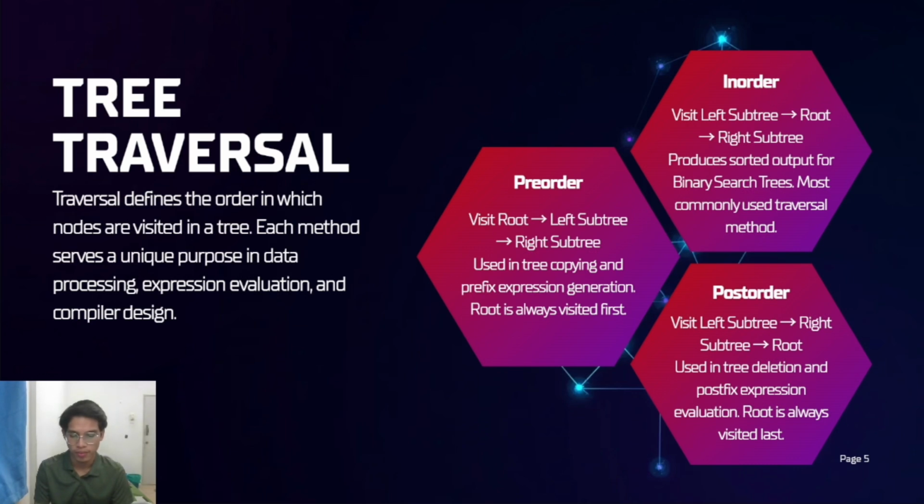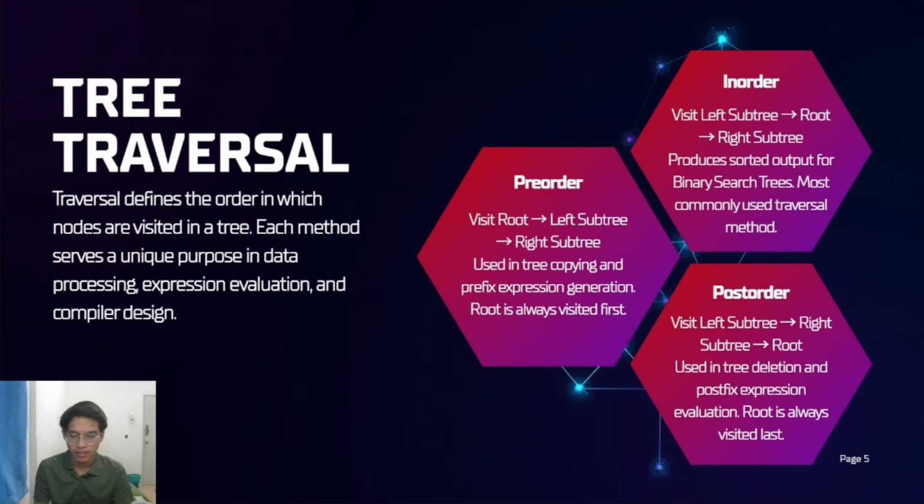First, we have pre-order traversal. The strategy here is to visit the root first, then move through the left subtree, and finally the right subtree, as you can see on the slide. This top-down path is exactly what developers use when they need to copy an entire tree structure or generate a prefix expression for compilers.